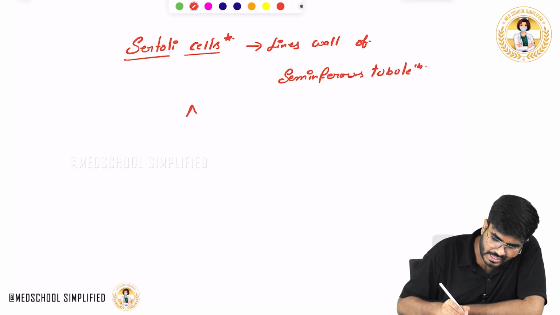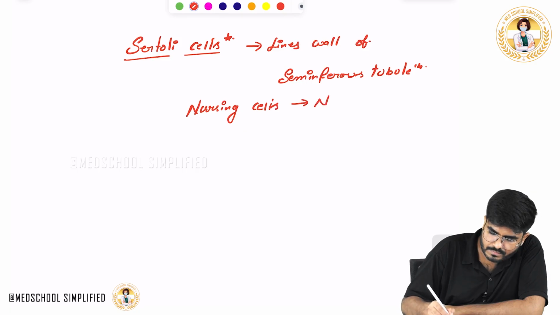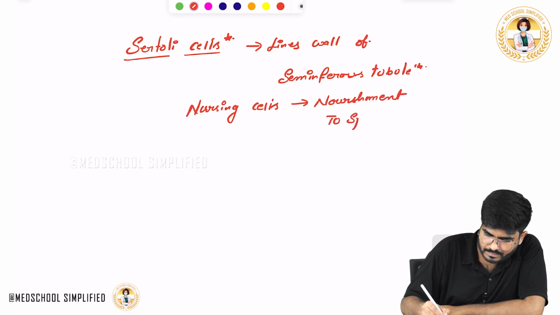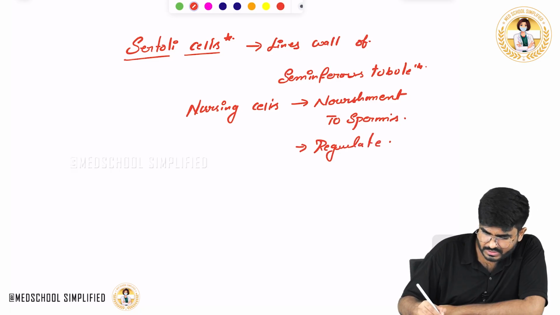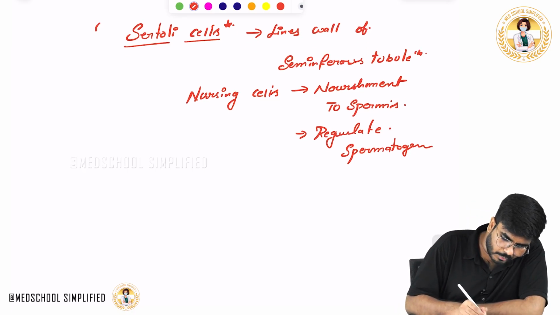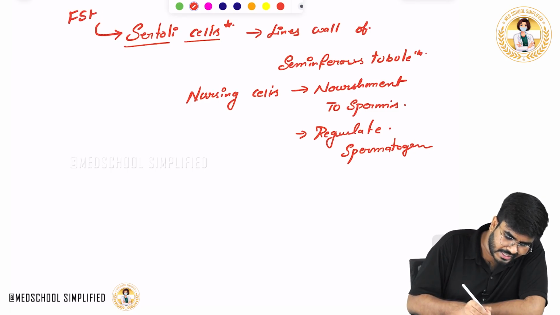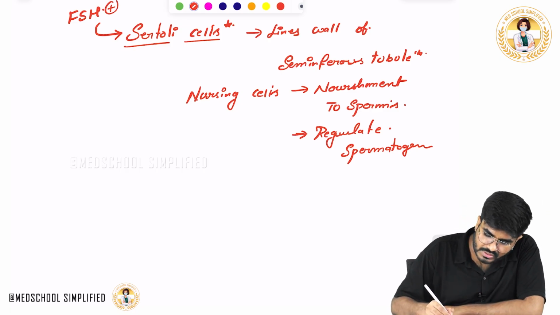So what is their function? They nourish. They are like a nurse. They are nursing cells. They give nourishment to sperms. They nourish the sperms. They regulate spermatogenesis. Now these Sertoli cells, they are under the control of which hormone? The Sertoli cells are under the control of FSH. So FSH is going to stimulate the Sertoli cells, and Sertoli cells regulate the process of spermatogenesis.